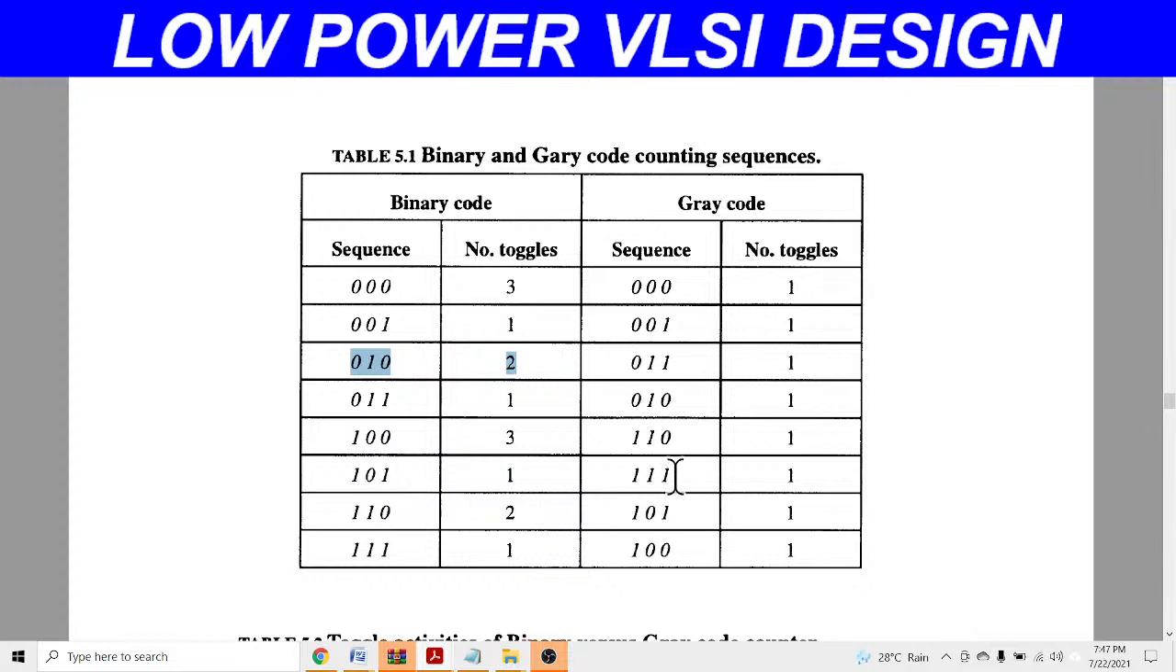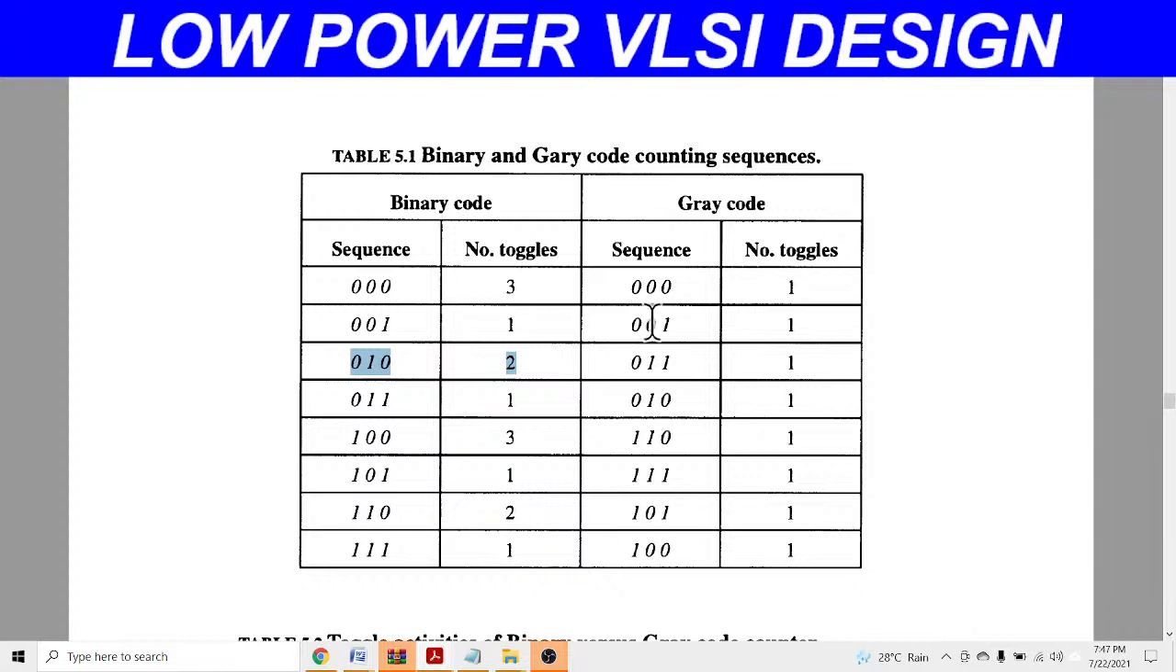101, its gray code conversion will be 111. 110, its gray code conversion will be 101, and 111, its gray code conversion is 100. Now if the input is 000 at the start, there is no toggle, so the first bit will be 0, because here no toggle is there.